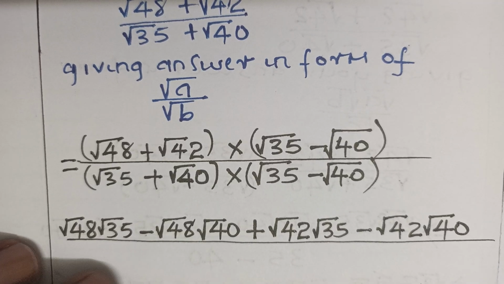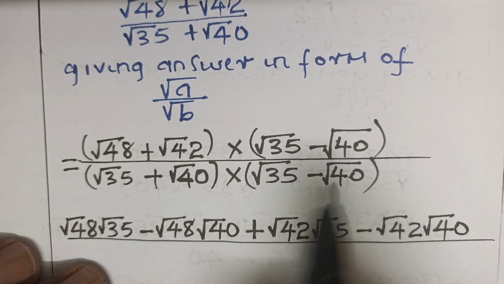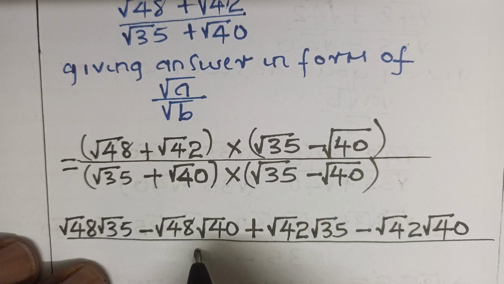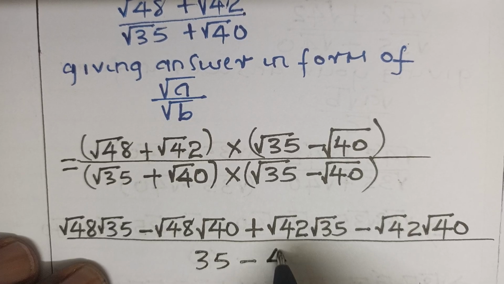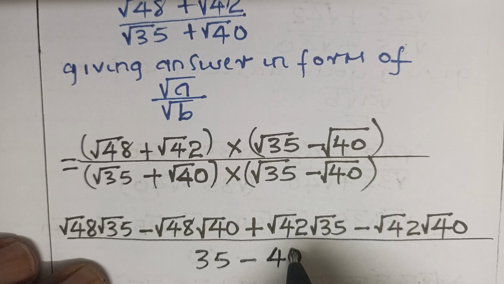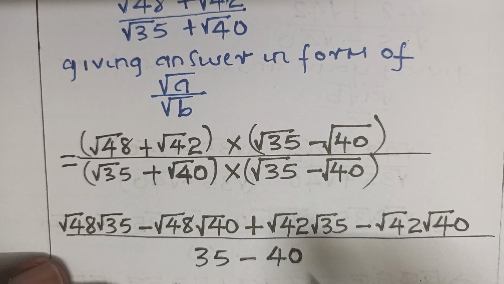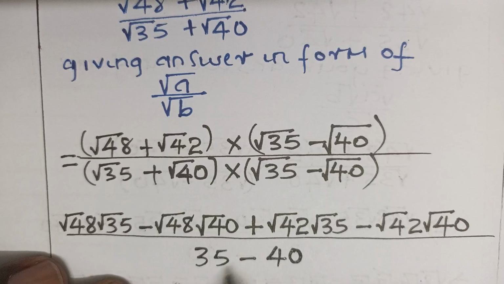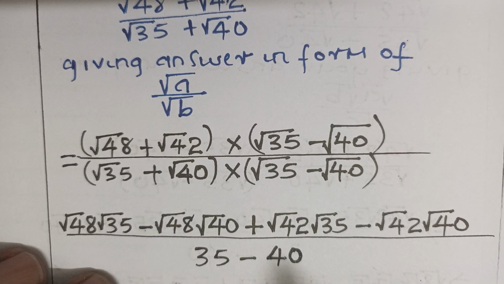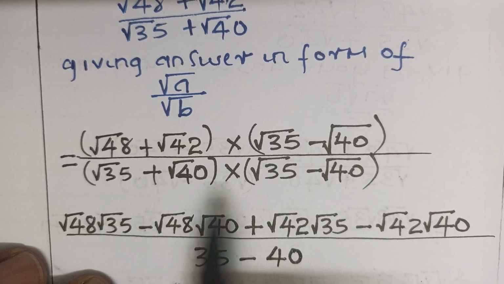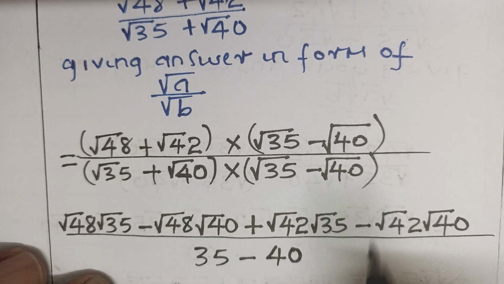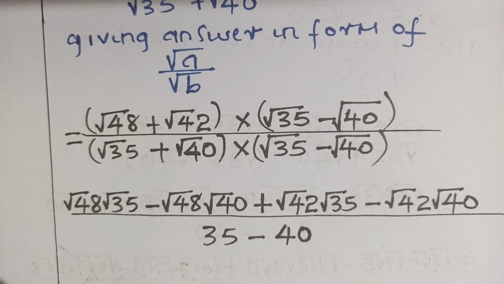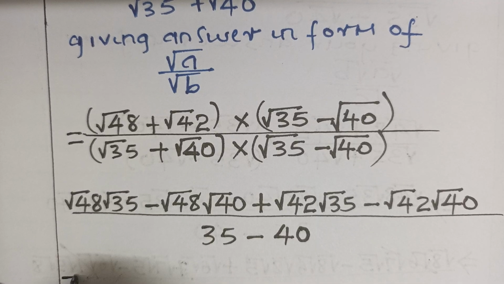This now gives us, for the denominator, 35 minus 40. This is as a result of, guys, when you expand this, you get the difference of two squares. The difference of two squares: √35 times √35 comes to 35, and √40 times √40 comes to 40. And now from there, guys, we continue.